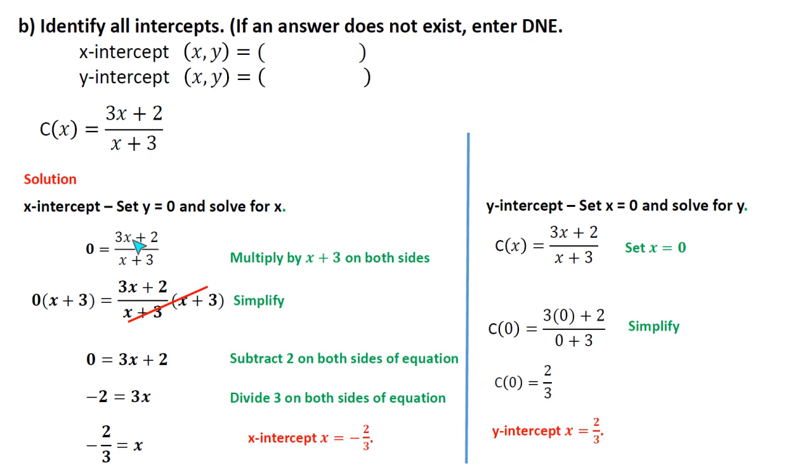The x-intercept, we let y equal 0. So we're going to multiply both sides by x + 3. So we get 0 is equal to 3x + 2. Subtract the 2 and divide by 3. We get x equals -2/3. And then for the y-intercept, we let x equal 0. So we get that the y-intercept is 2/3. So they should say y equals 2/3, not the x. It's y equals 2/3.